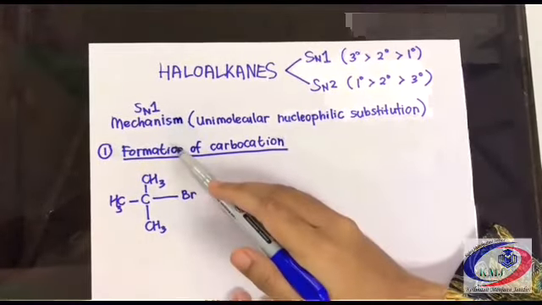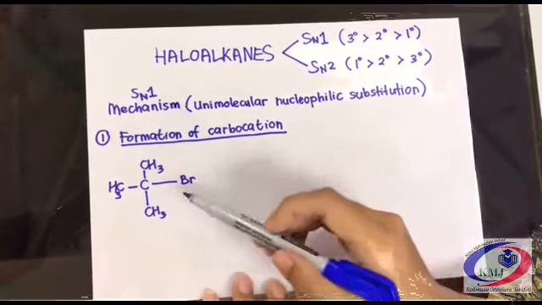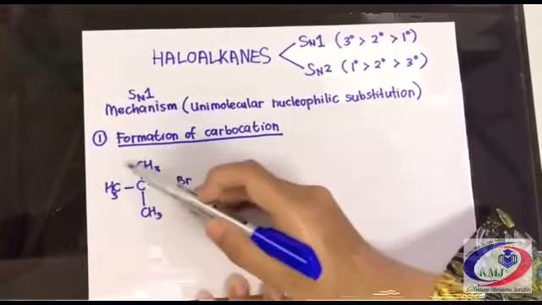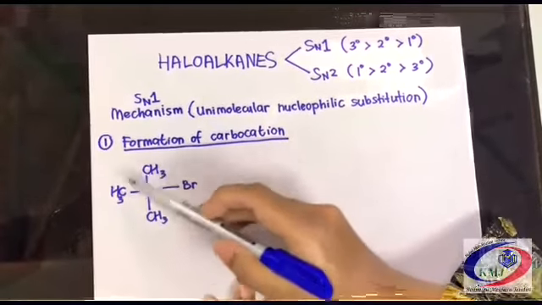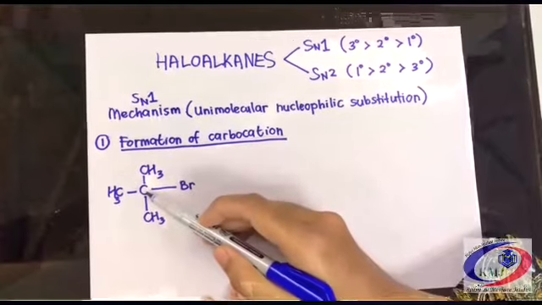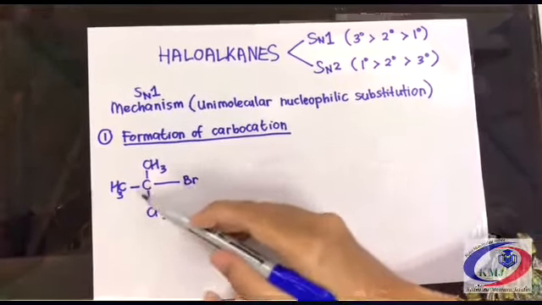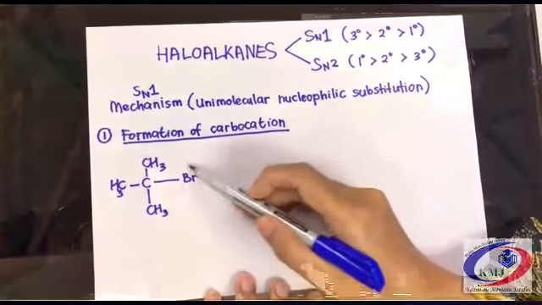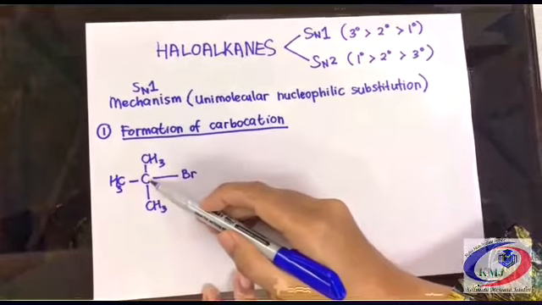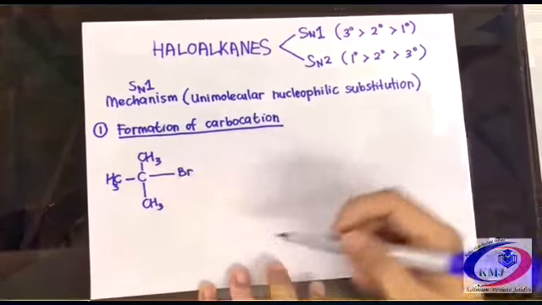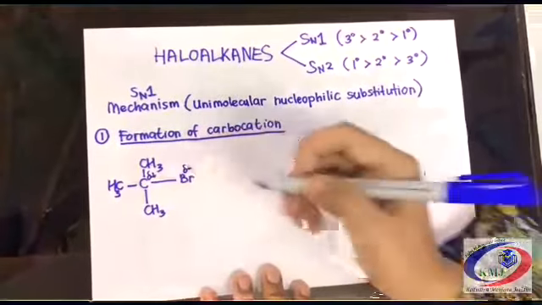So this mechanism will involve two steps. The first one is formation of the carbocation. This is our tertiary structure, the most hindered carbon. This carbon is attached to three different alkyl groups, or maybe the same alkyl group. The carbon bearing the Br, which is our halogen, has a polar bond. Due to the electronegativity of the Br, this carbon becomes an electron deficient species. Therefore, we'll have partially positive and partially negative here.